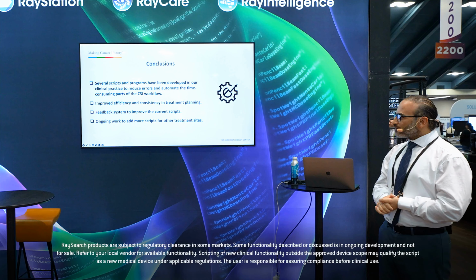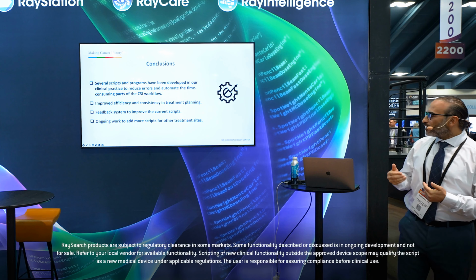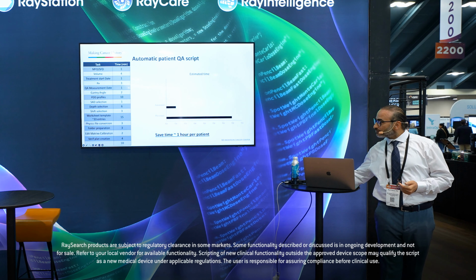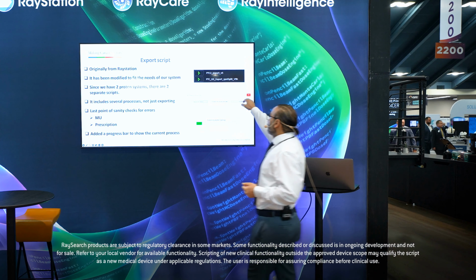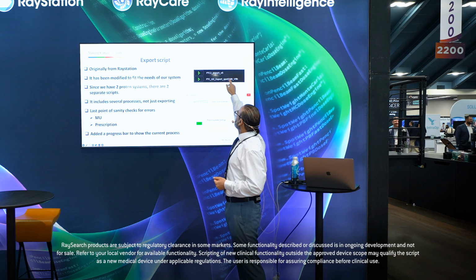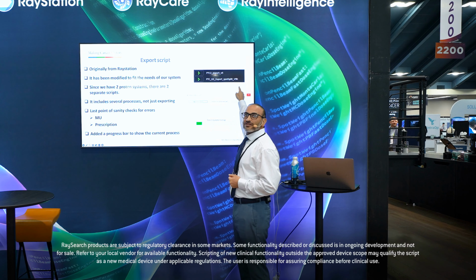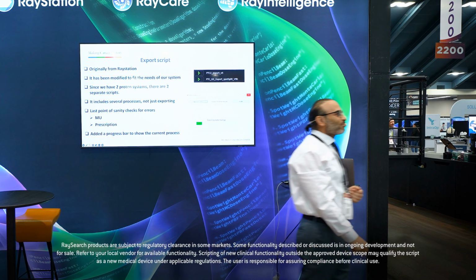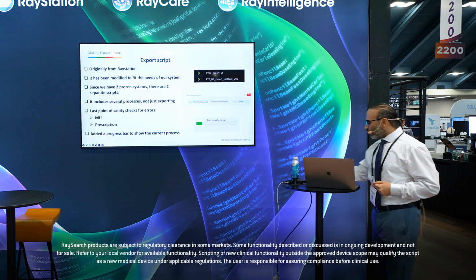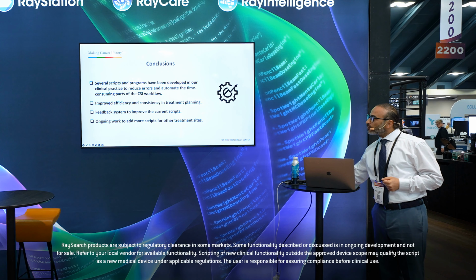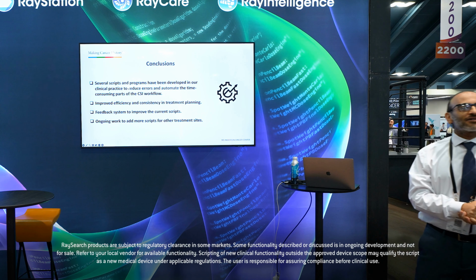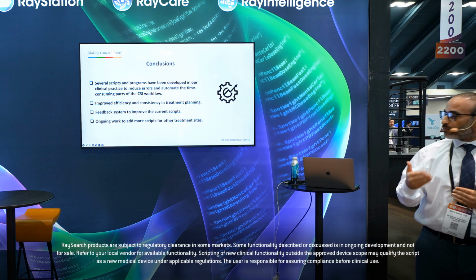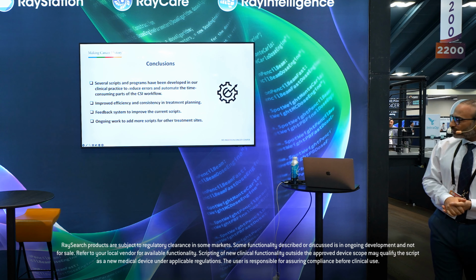Also, we have a feedback system to improve the current scripts. So I'm not sure if we can go back in here. For example, you see here, you see version 5, and then you have version 9H. So that tells you a lot of work has been done. So we keep updating, we keep improving. We work by feedback system. If our fellow dosimetrists ask for some upgrade, some improvement, we do it.